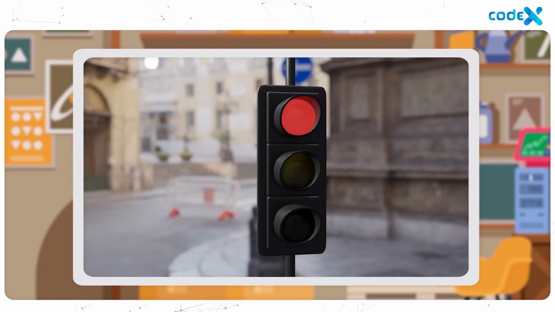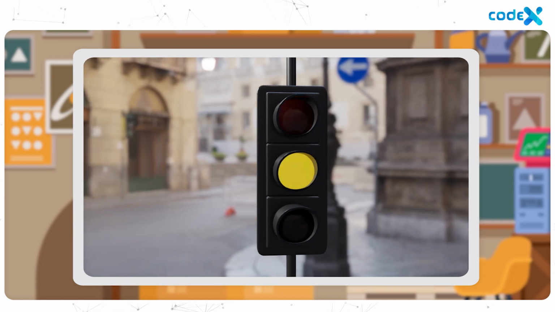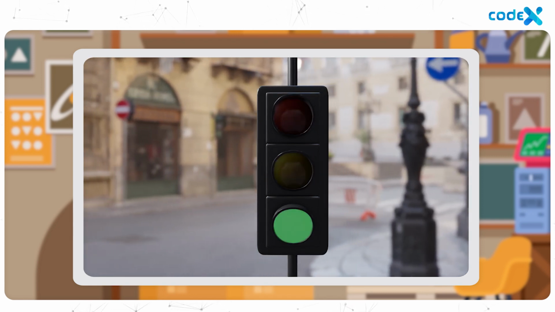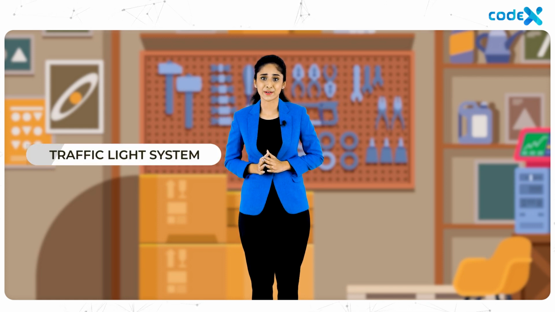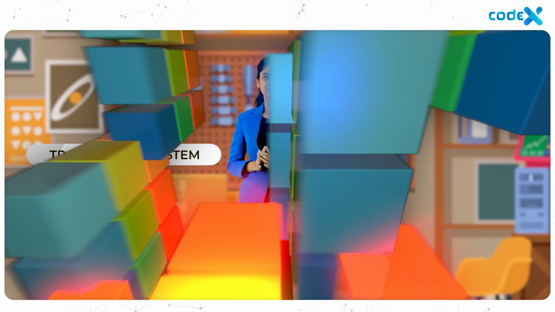I think you might have a few names on your mind, but I'm talking about the traffic light system that enables safety and security in our everyday life. In today's session, let's design a circuit for traffic light system by using the components that we are aware of.